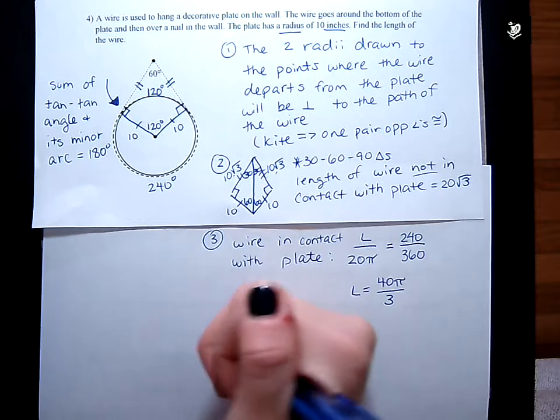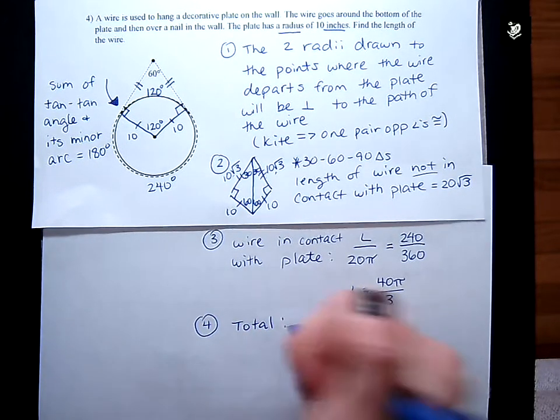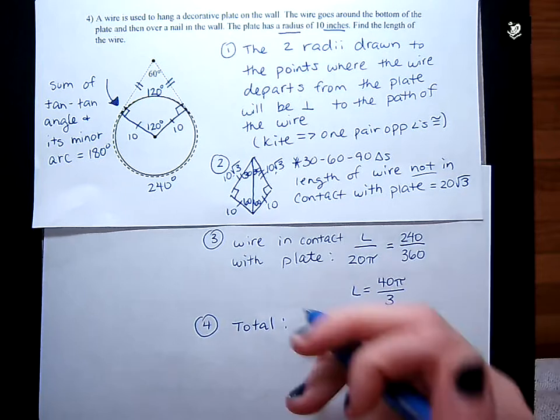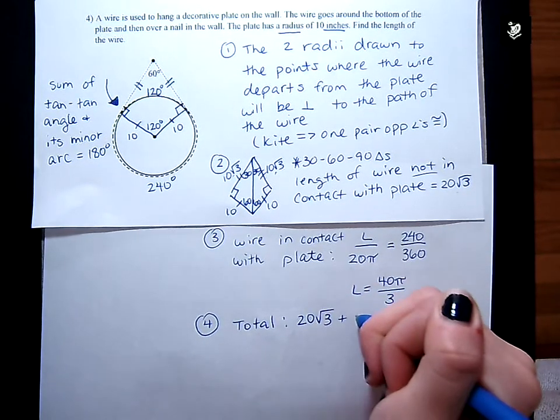So the last piece, the total length of the wire, is going to be that 20 radical 3 plus 40 pi over 3.